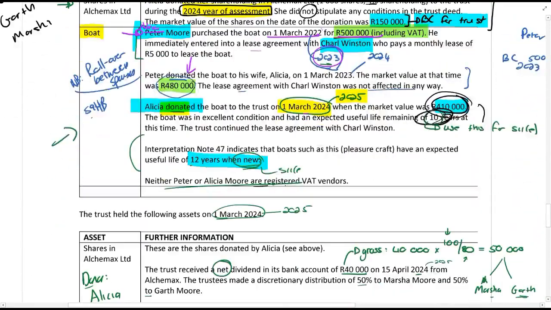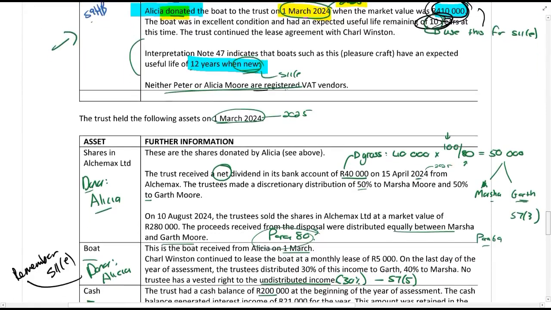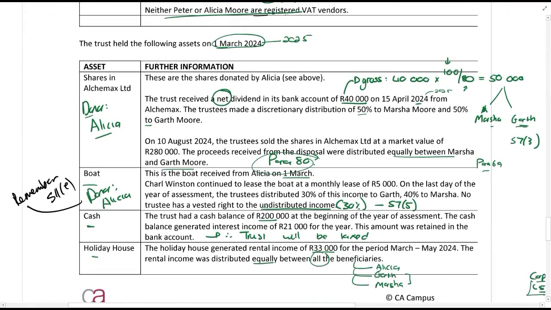So, but for now, let's move on from there. We'll handle the rest of that boat for the rest of the year. We then have the shares in Alcumax. Says these are the shares that were donated by Alicia. So this is the ones in the previous year.